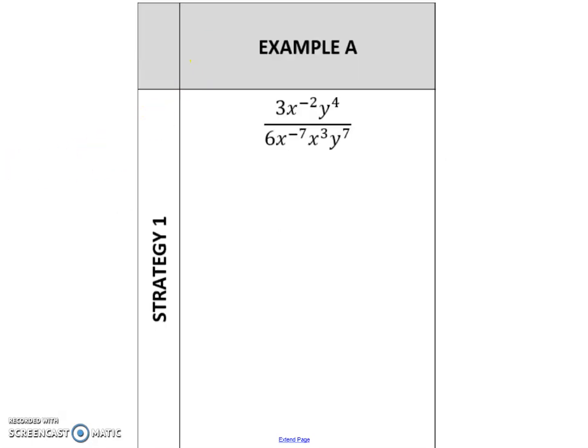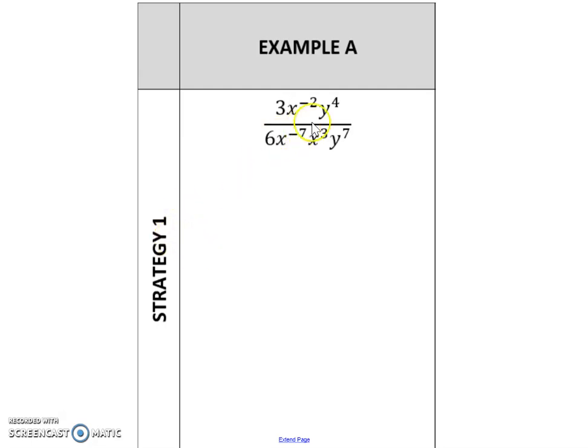All right, so let's look at A. We're going to do one strategy, and then we'll look, is there another way we could do it? So we have (3x^-2 y^4) divided by (6x^-7 x^3 y^7). Okay, so I'm looking, and let's just talk for a minute about what you might see here.